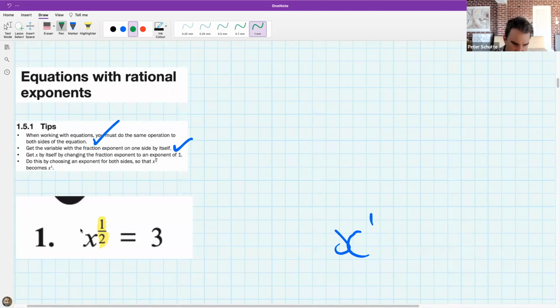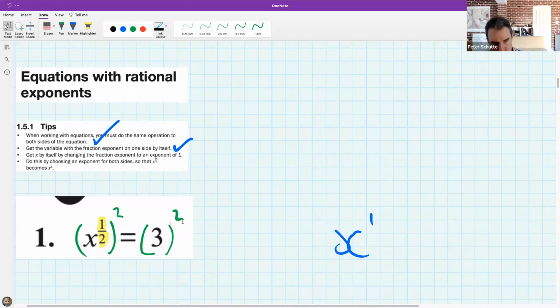I'm going to suggest the following. See if you agree with me. Could I square both sides? I've done the same thing to both sides. If you think that's legal, give me a thumbs up. If you think that's illegal, give me a thumbs down. So do you think what I've done there is allowed? It looks to me like I've done the same thing to both sides.